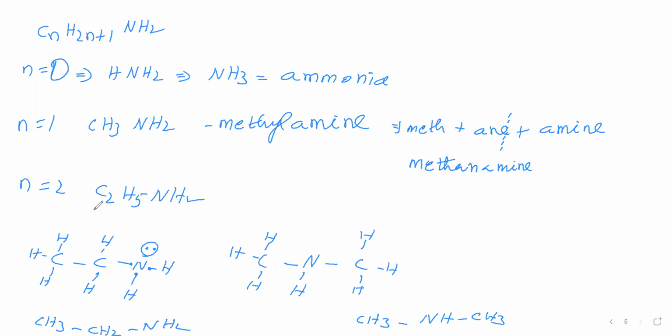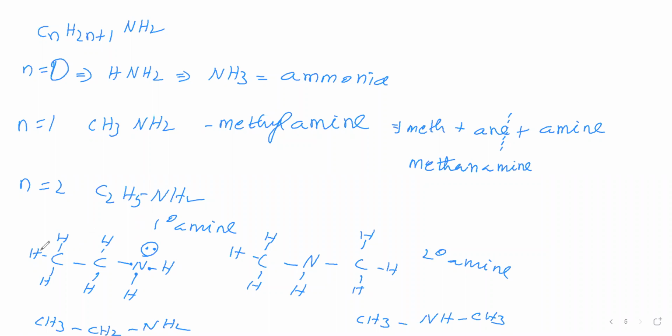Now what are these two called? We'll say this N is having 2 hydrogens. This N is directly attached to 1 carbon. Therefore, it is called a primary amine. This N is directly attached to 2 other carbons, on the left side and right side. Therefore, this group is called a secondary amine, we can say. This group is a primary amine, and this group is a secondary amine.